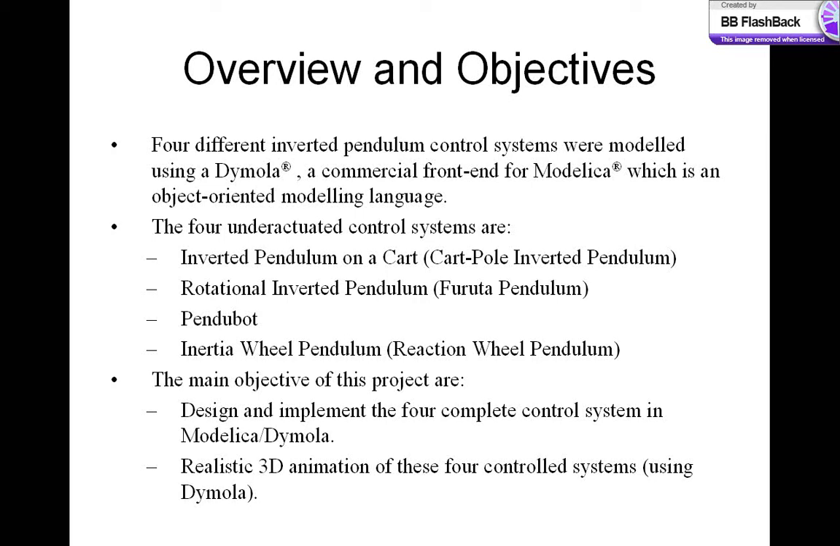The main objective of this project was to design 4 complete control strategies of these inverted pendulum systems and model them with Modelica Dymola, and to create a 3D animation of these controlled systems.